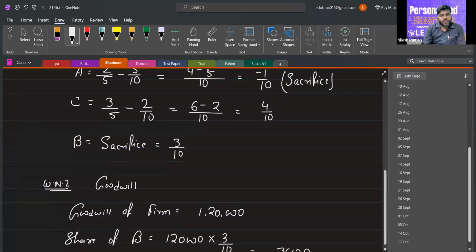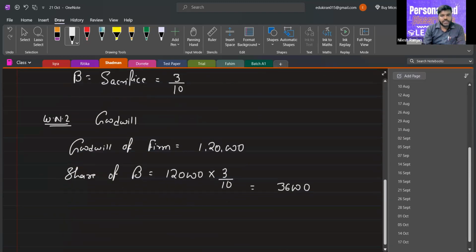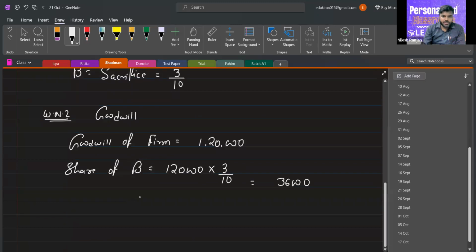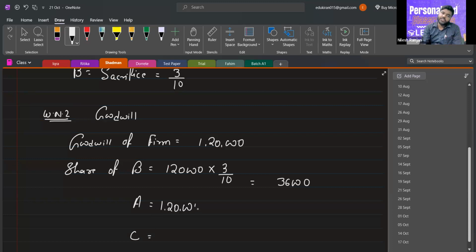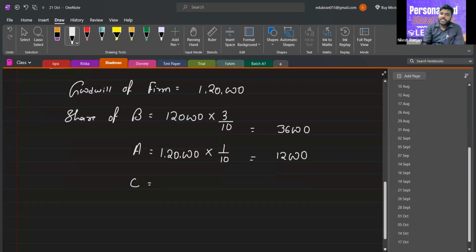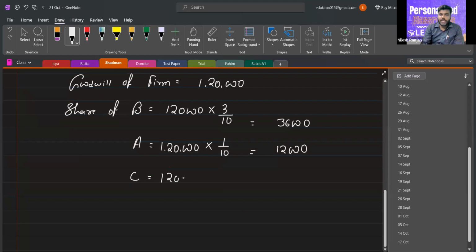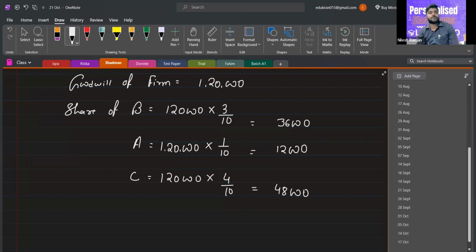We can also multiply for the remaining partners, A and C. A is also a sacrificing partner, so 1,20,000 into 1/10, that is 12,000. And only C is the gaining partner, so 1,20,000 into 4/10, so 48,000.